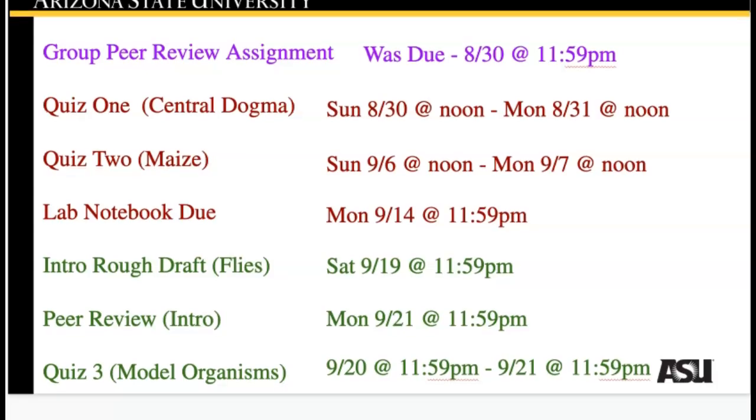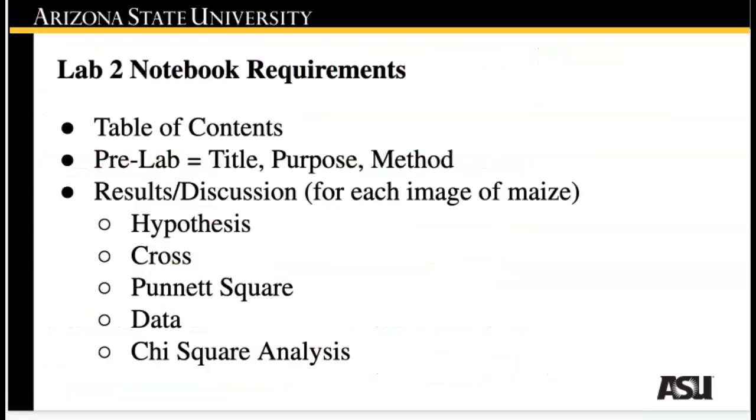So this week, we are going to talk about model organisms like the fruit fly. One reminder on the notebook requirements. Remember, you need your table of contents, your pre-lab, which is your title, purpose, and method. The method needs to be done well enough for me to be able to perform the experiment without reading the lab protocol. The title, you need to make up yourself. Don't call it Lab 3 or model organisms. And the purpose, or the objective, needs to be in your own words. So if you copy and paste, you will get a 0.